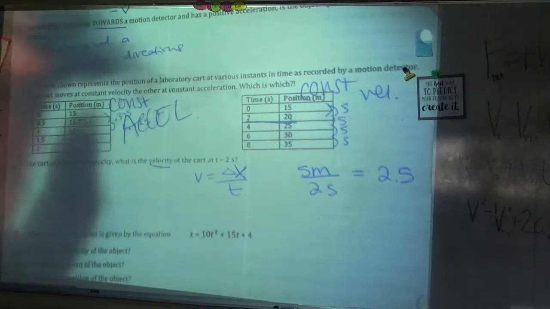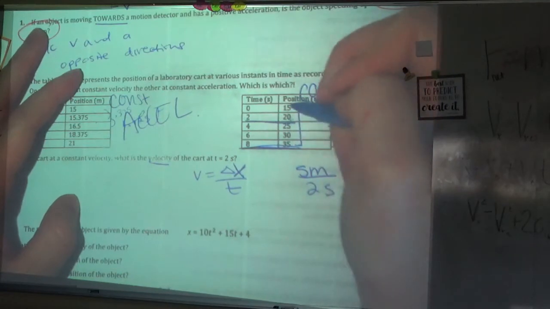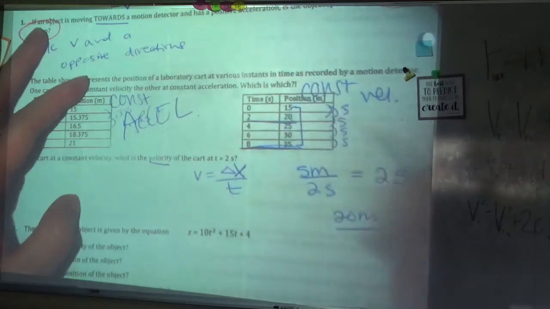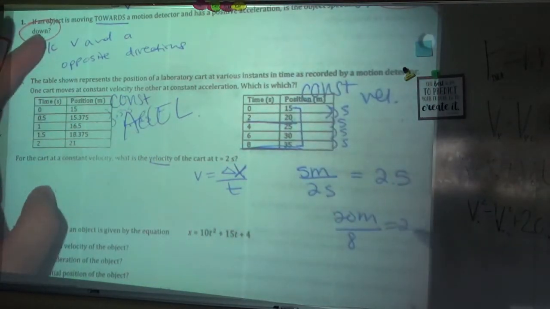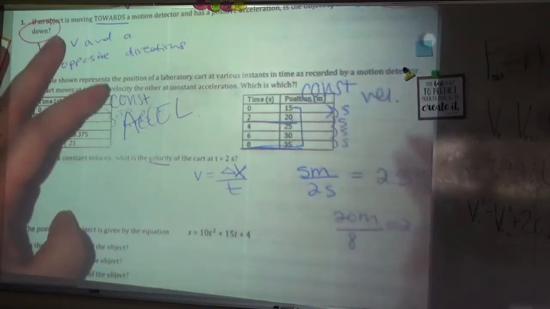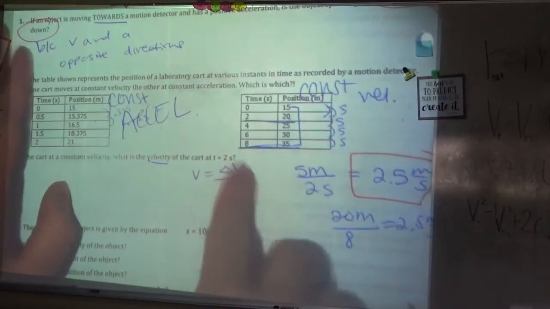So the displacement is 5 meters in 2 seconds, which gives me a velocity of 2.5. If you used another point, that would be fine. If you use the last point, from 15 to 35, it would have gone 20 meters in 8 seconds. So that still gives me a velocity of 2.5, because it's constant. So this is your answer. Just make sure you are not plugging in position for delta x. Delta x is how much that position has changed, the displacement.